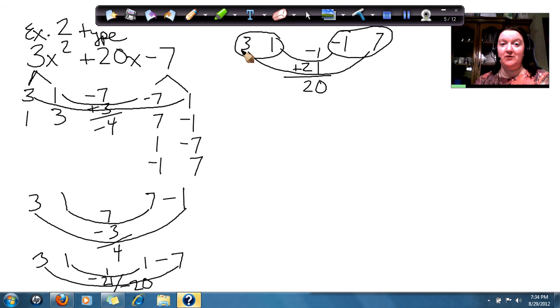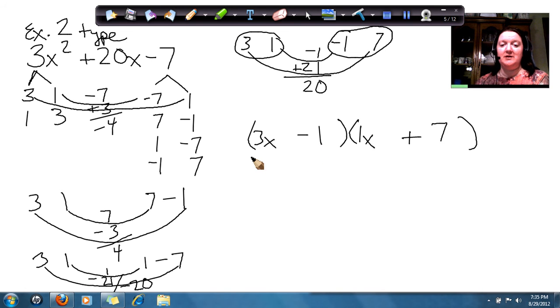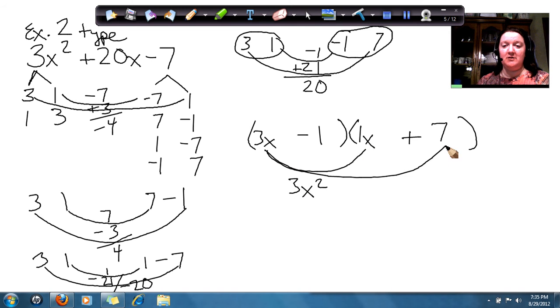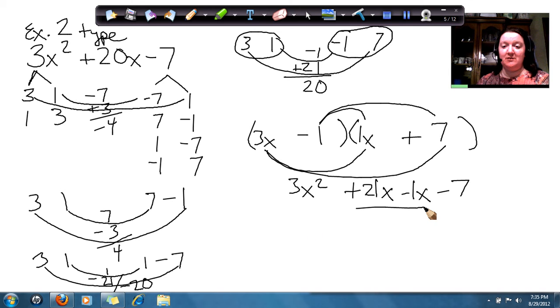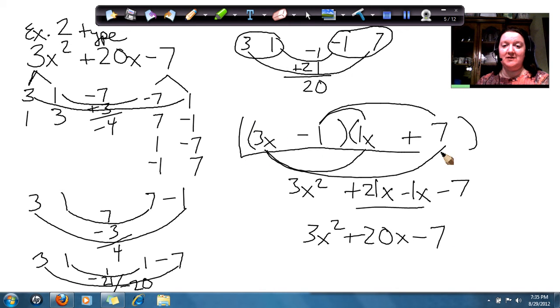Now remember, it's very important to keep them in the same order. These parts go into the front of your factors. These parts go into the back of your factors. Now let's FOIL it just to make sure that we did it right. Here I'm going to get 3x squared. Here I'm going to get plus 21x. Here I'm going to get minus 1x. And here I'm going to get minus 7. So if I combine my like terms, I'm going to get 3x squared plus 20x minus 7. So I know that this factorization was correct.